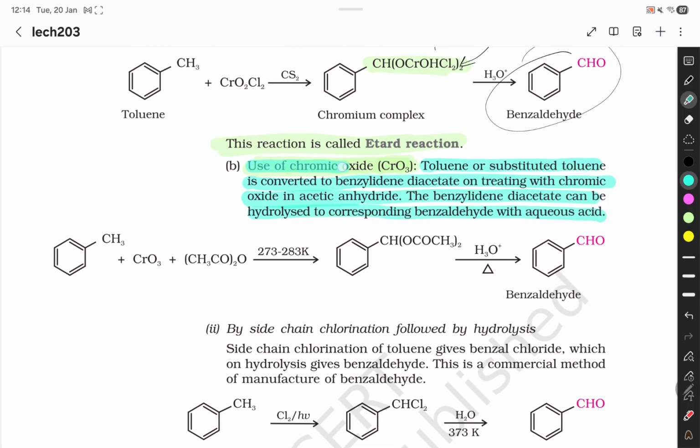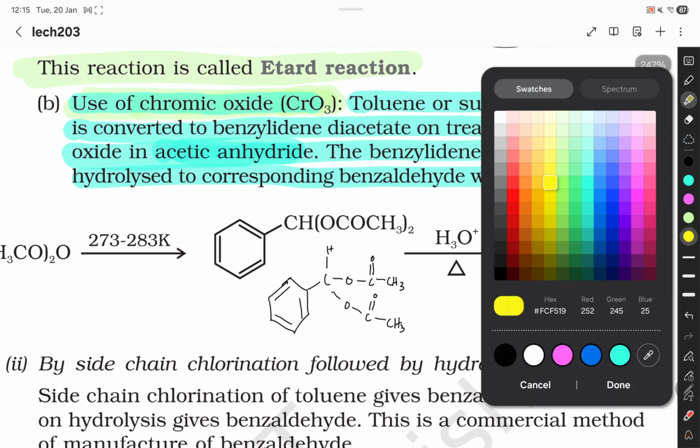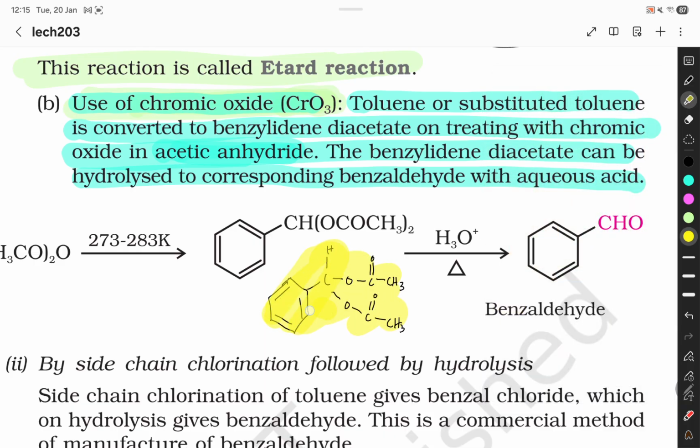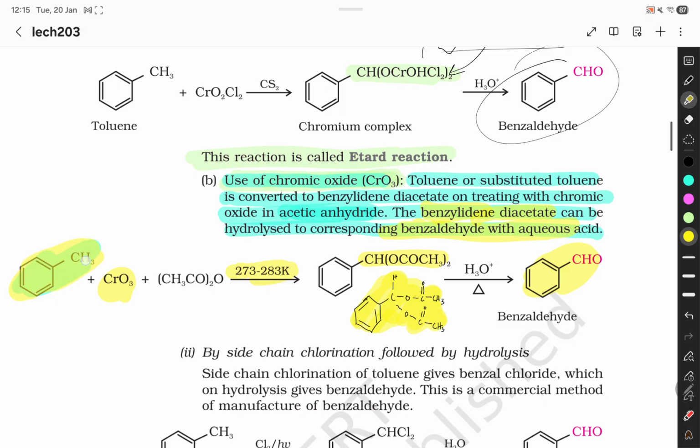So you guys can see that chromic oxide actually reacts with acetic anhydride. So chromic oxide and acetic anhydride and your toluene group, it forms benzylidene diacetate. So I'm assuming that it forms something like this, which I actually did not know, this reaction. I only knew that directly from CrO3 you can prepare CHO, but I did not know this. Basically it forms benzylidene diacetate. Then you react that with aqueous acid. So this has to be taken care of in low temperature condition, which is, what do we say?